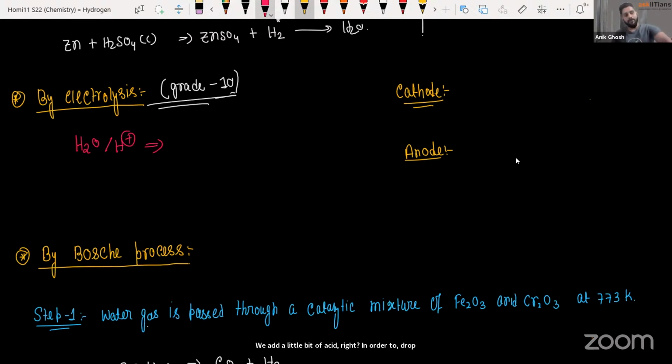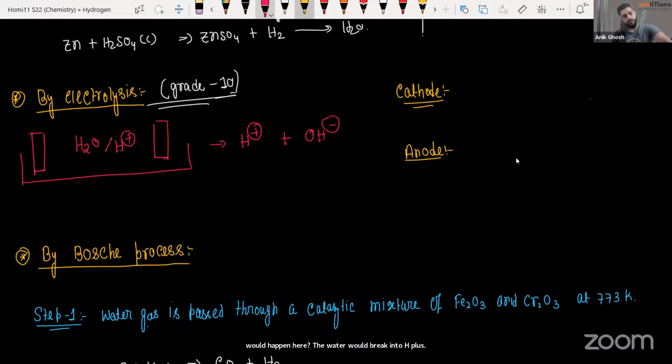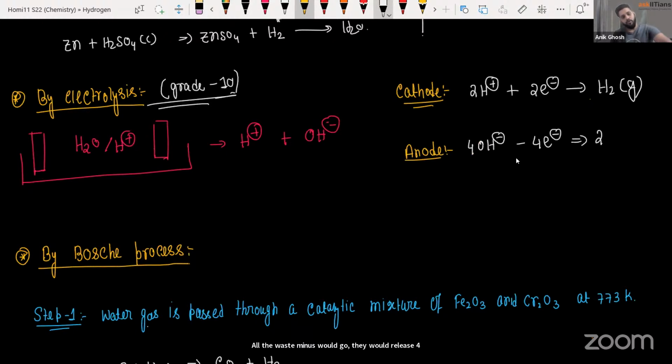So over here, what would happen if you put them under cathode and anode? The water would break into H plus and OH minus as usual. Now, who would go to the cathode, guys? The cation would go to the cathode. So at the cathode, two H plus ions would go, take two electrons and become hydrogen. Very good, Pratham. And at the anode, what would happen? 4 OH minus would go, release 4 electrons and make two molecules of water.